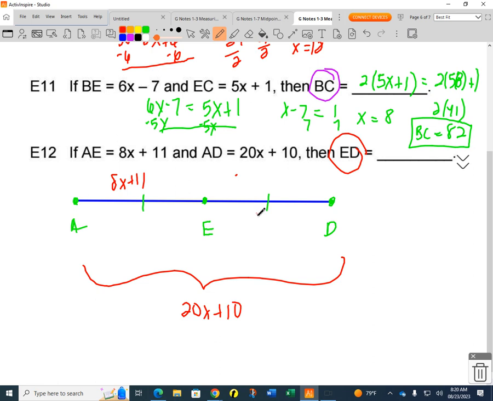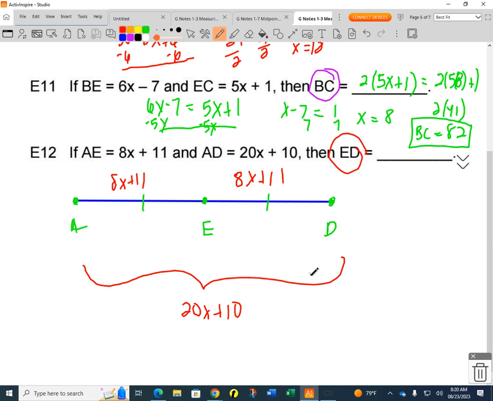Tyler? You can write, what do you call it? You can do 16x plus 22 is equal to 20x plus 10. Why, let's see. Because AE is equal to ED. We don't have the ED yet. But if we don't have an expression to represent the length of ED, but we have one to represent the length of AE, and we know they're congruent, just use the same equation.